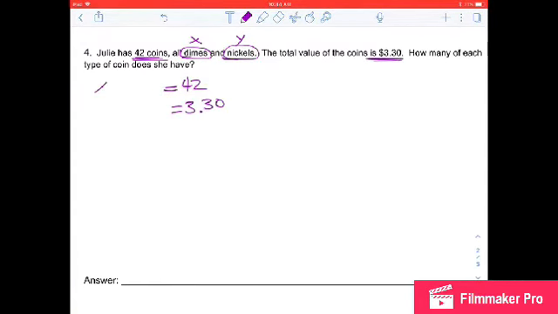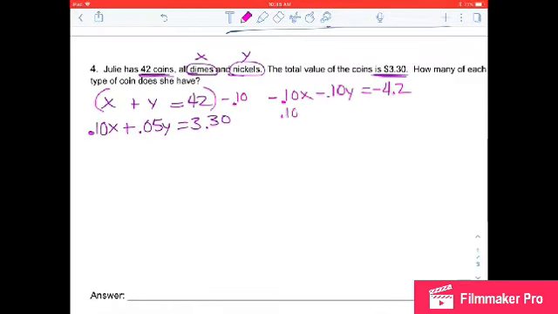So the total amount of things is X plus Y. Total amount of money is dimes and nickels, so make sure we're doing decimals, 0.10 plus 0.05 for nickel. Make sure we're not doing 0.5 because 0.5 is 50 cents. Okay, so I'm going to go ahead and multiply by negative 0.10. So that's negative 0.10x, negative 0.10y equals negative 4.2. Okay, and then the other equation didn't really change.